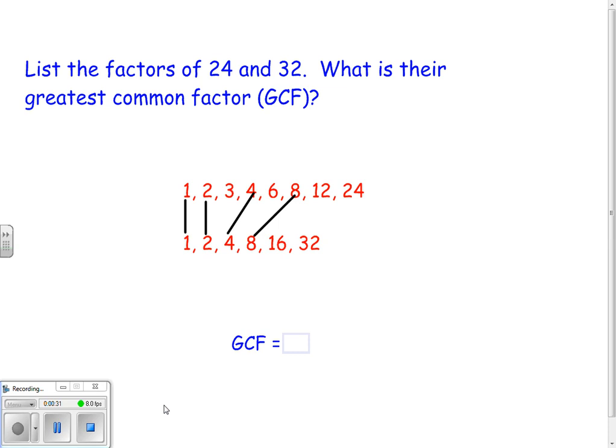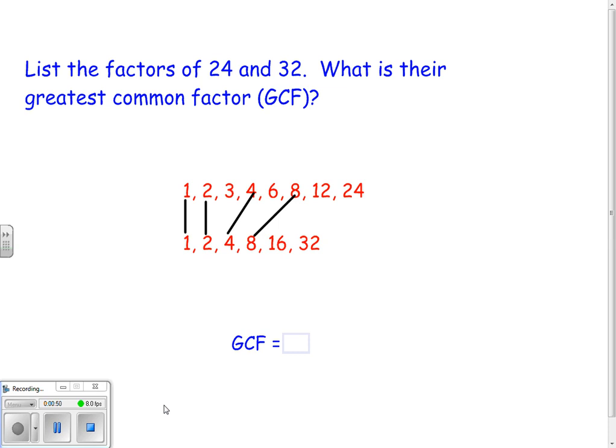So GCFs, the biggest mistake students make with these is that they see the word greatest and they think that it should be large, but because it's a factor, it's actually small numbers. And the word common means that they have to share one. So it's going to ask you to find a GCF and factor a GCF. So we're going to work on finding it first.